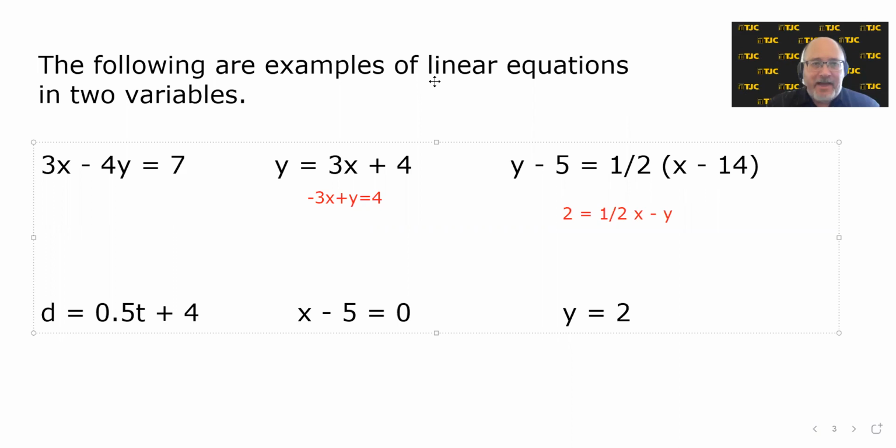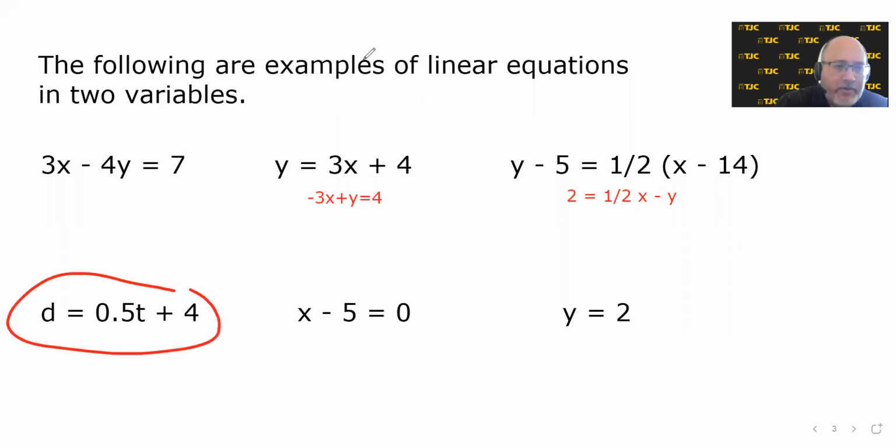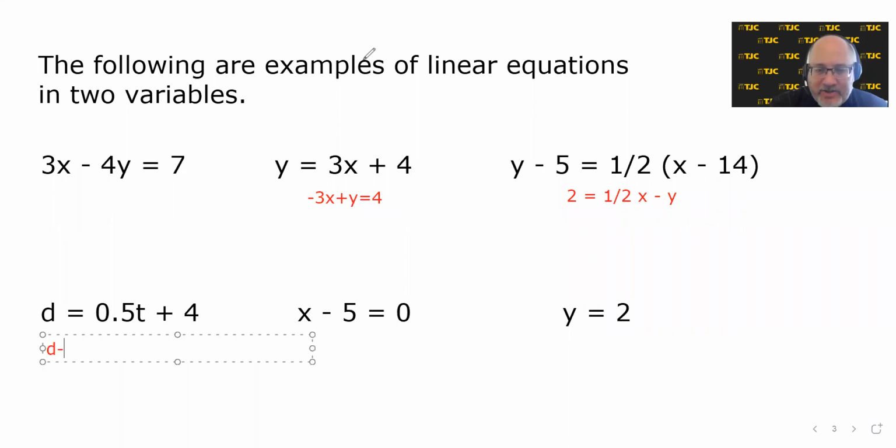But the fact that the original equation is equivalent to the one in red means that it is a linear equation. Let's get through these other ones pretty quickly. The fourth one doesn't have x's and y's, but doesn't change anything. As long as I can get all the variables on the left, which I could do by subtracting 0.5t from both sides, get d minus 0.5t is equal to 4. Let's put some spaces in there. The fact that I can do that means that the original equation is a linear equation.